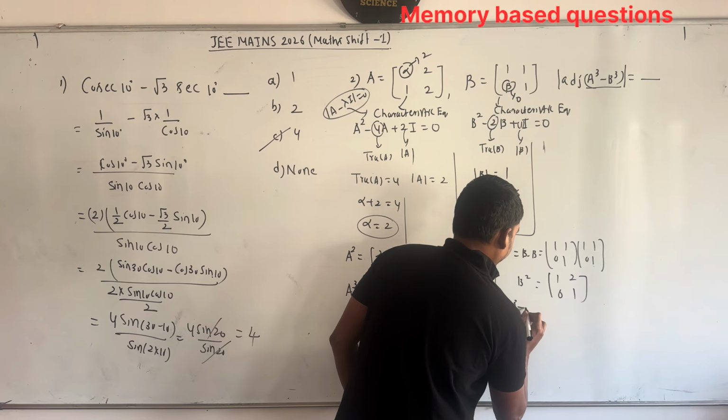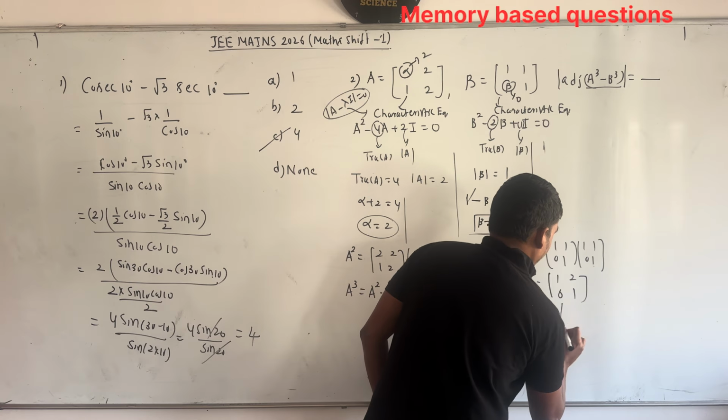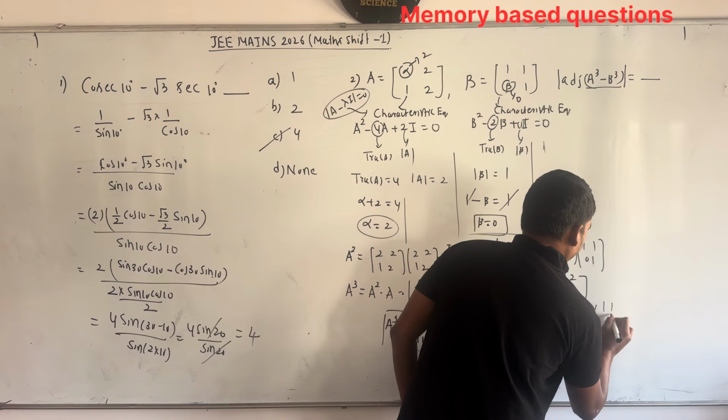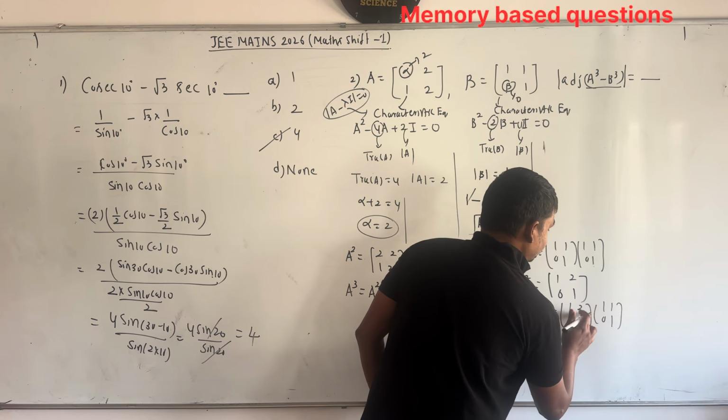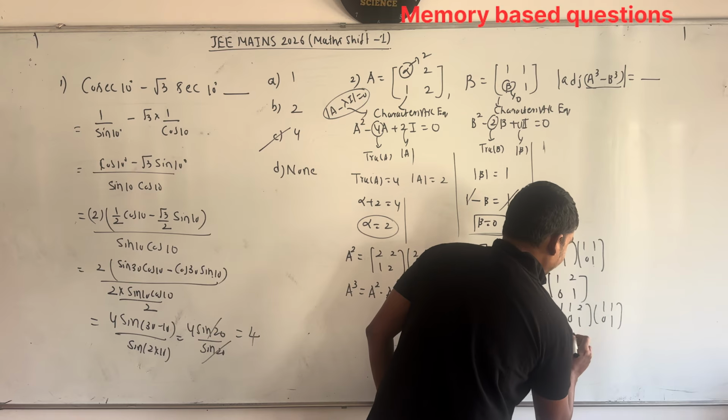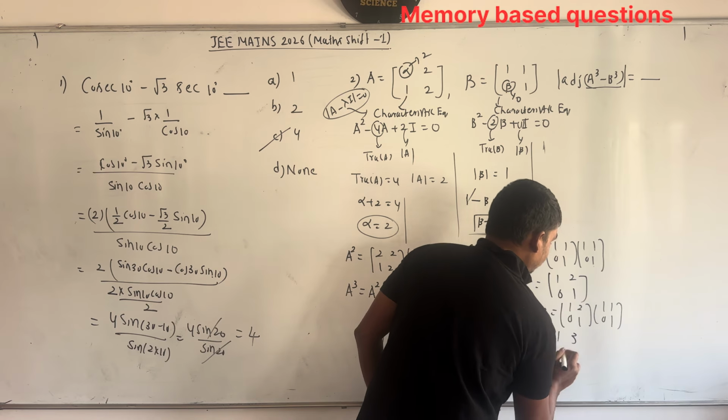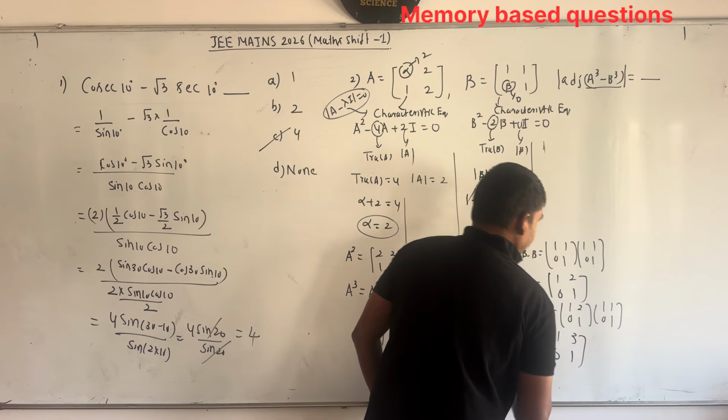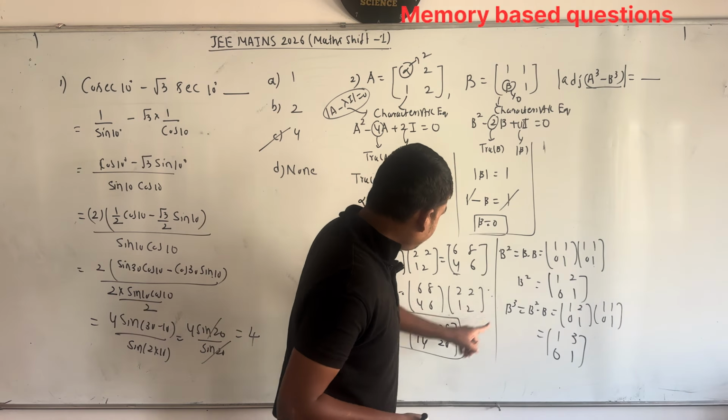Next, the b cube value. B square into b. So 1 2 0 1 into 1 1 0 1. If you multiply, 1 times 1, 2 times 0, 1, 1 times 1, 2 times 1, 3, 0 times 1, 0 1, 0 0, 0 1 times 1, 1 times 1. So how to do this fast? So now we got a cube and b cube.